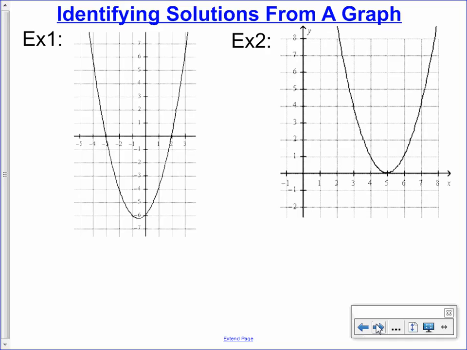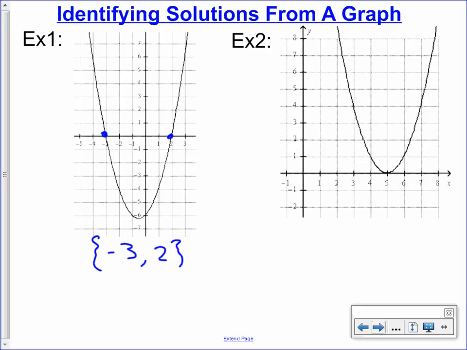When we identify a solution from a graph, we just look where it crosses the x-axis. So as you can see in example 1, it crosses here at -3 and again at 2. Since it's just one graph, it's perfectly acceptable to just write the solutions in squigglies. So {-3, 2} would be the solution set for that one.